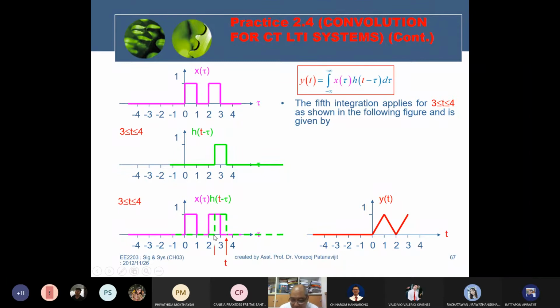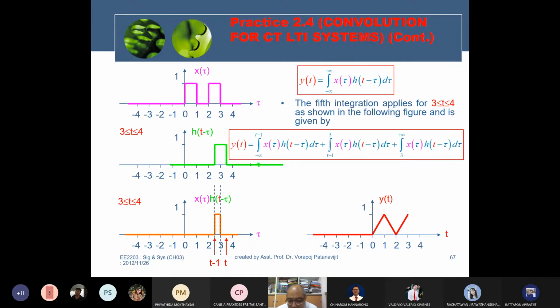In this case, you can see that for time less than t minus 1, the green equals 0 all the way. Therefore, the result is 0. For time greater than 3, the pink equals 0, it is 0 all again. Therefore, it is only between t minus 1 and 3 that it is not equal to 0. It is equal to 1.